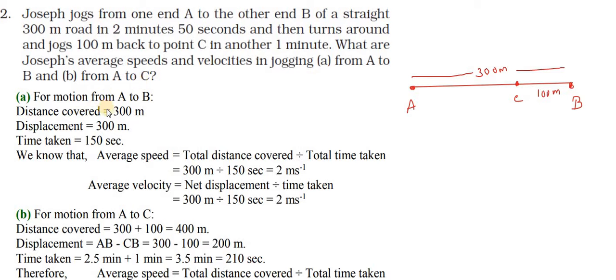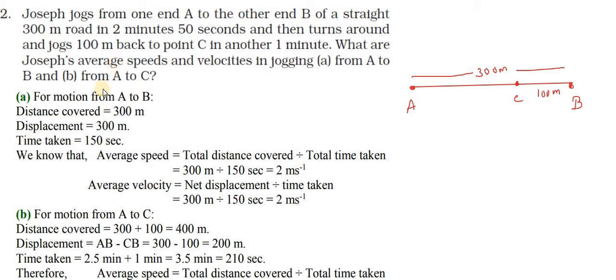First, write what all is given. For the motion A to B, the distance covered is 300 meters and the displacement is also 300 meters, and the time taken is 150 seconds. So how is it 150 seconds? 2 minutes 50 seconds is 120 plus 50, that is 170 seconds. Okay, it is 150 seconds.